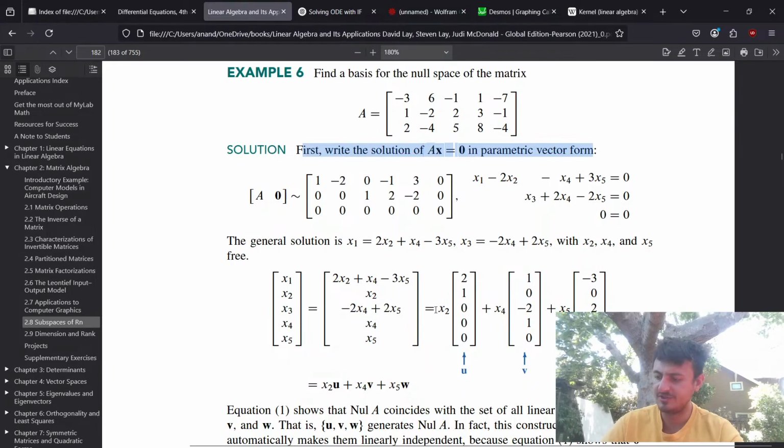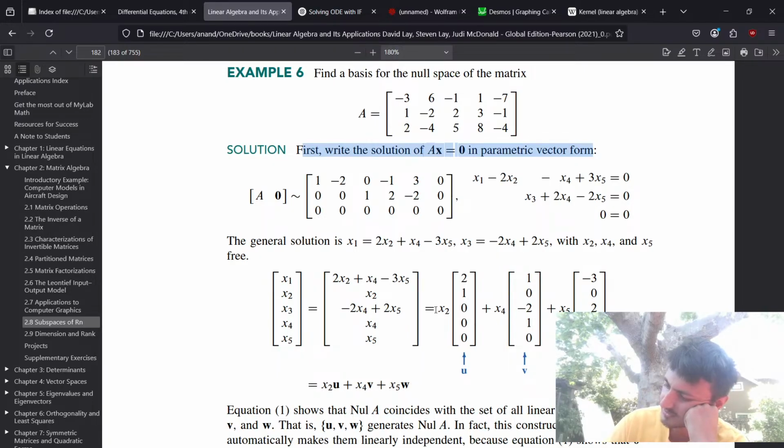All right, I'm going to do this one. So suppose that we have x1 minus 2x2 minus x4 plus 3x5 is equal to 0, x3 plus 2x4 minus 2x5 is equal to 0, and 0 equals 0. So we're going to have x1 is equal to 2x2 plus x4 minus 3x5.